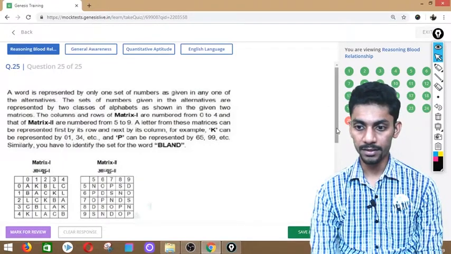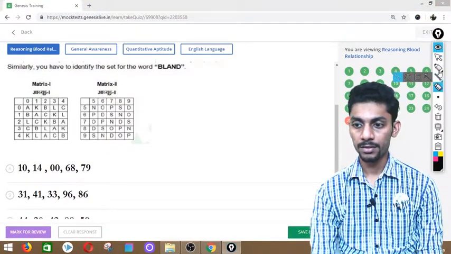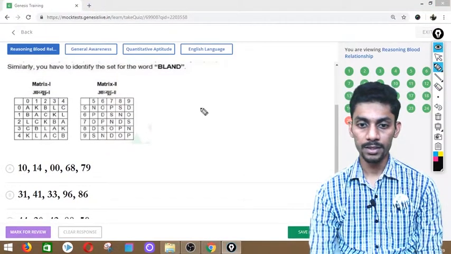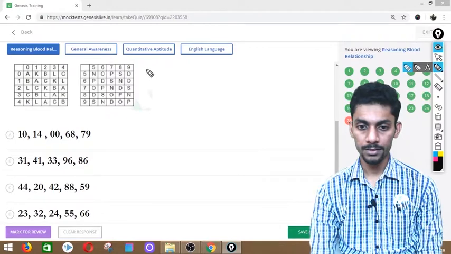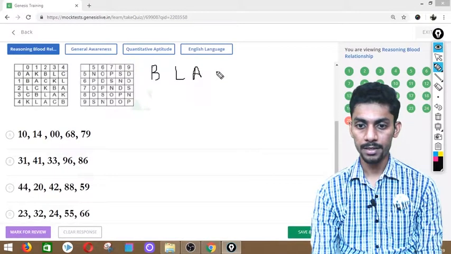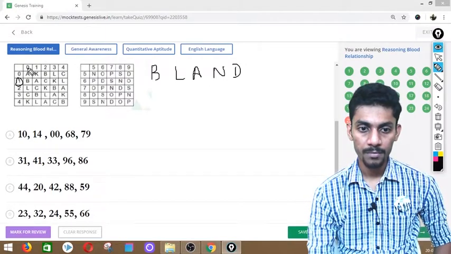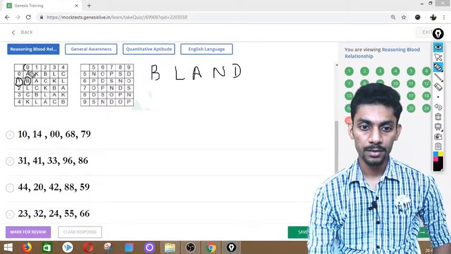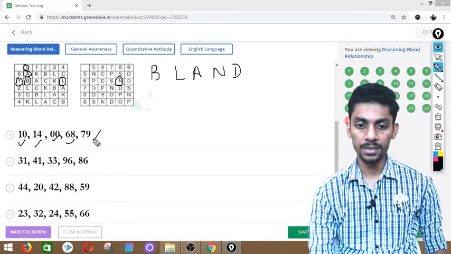Next one, the last one in reasoning. This question is from miscellaneous, and the word is bland. B-L-A-N-D. First we'll check in option A. 10, 1 and 0 is B. Correct. Next is 14, 1 and 4 is L. Correct. 0 and 0 is A. That is correct. 68 is N. Even that is correct. 79, 7 and 9 is S. So option A is not possible.